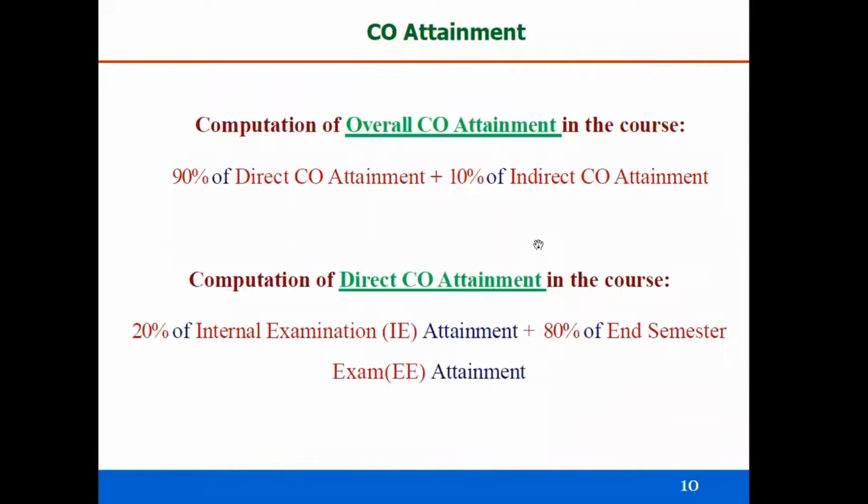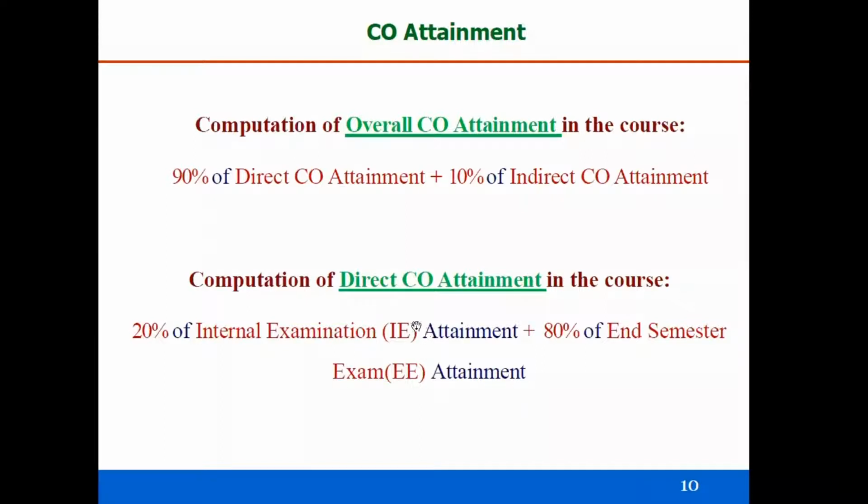Here I have considered 20% for internal attainment and 80% for end semester examination marks. We have to calculate internal examination attainment separately and take 20% weightage from that. Then for end semester examination attainment, we take 80%. For example, if the internal examination attainment value is 1.5, then 0.2 into 1.5, plus, if the end semester examination attainment value is 2.7, then 0.8 into 2.7. Then we get the direct CO attainment value. For every CO, we have to calculate separately using this same formula.